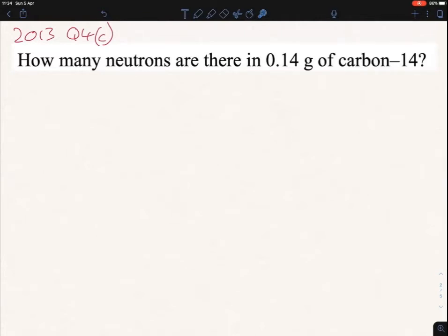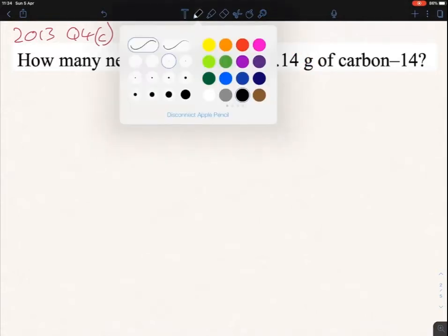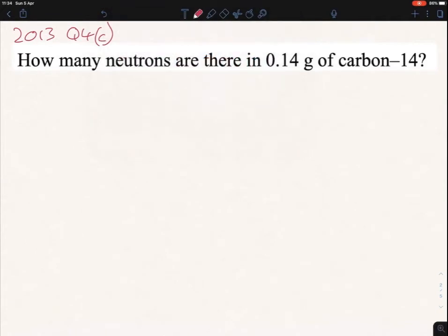So first off, if we want to figure out the number of neutrons, we need to break it down from 0.14 grams of carbon. It's no good as is. So we're going to write out carbon again over here. If we look at the periodic table, we'll have our 6 and we have our 14 over here. Now it's a carbon-14, so that's why 14 is there. Normally it's 12. That's okay.